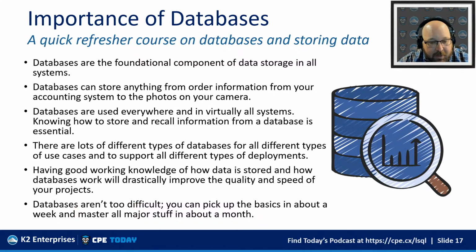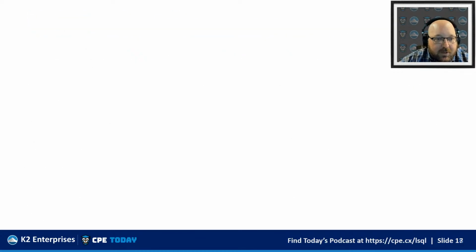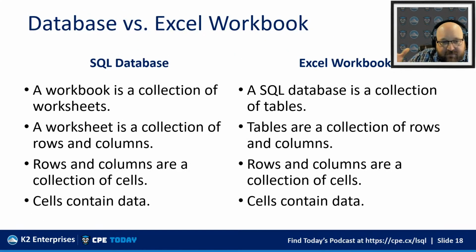Now, one of the things I find to be quite effective here is comparing a database to an Excel workbook. So think of it this way. A workbook is a collection of worksheets. A worksheet is a collection of rows and columns. Rows and columns are a collection of cells, and cells are ultimately the things that are collecting data. Okay, so if that's it, what's it compared to with respect to a SQL database?